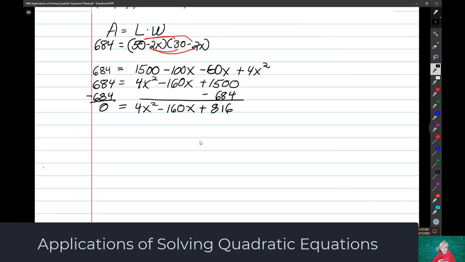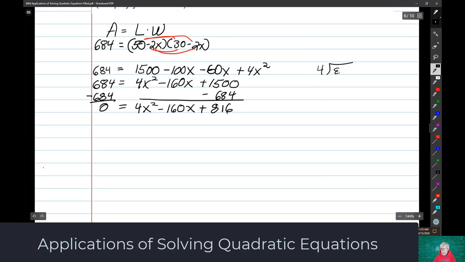Now, I have 0 equals a quadratic equation. Always, always, always pull out a GCF. And just looking at this, I know 4 goes into 4 and 4 goes into 16, therefore it will go into 160 evenly. But what about that?